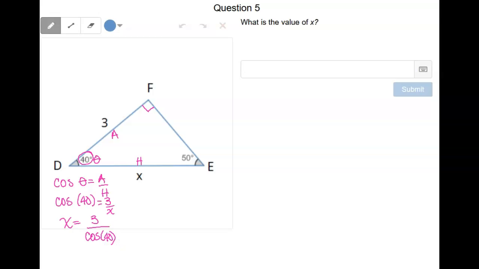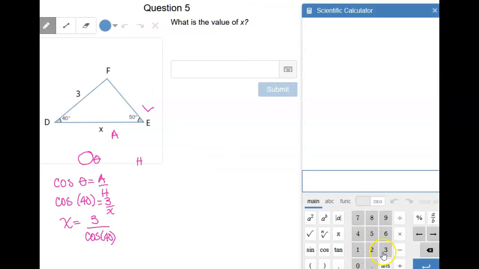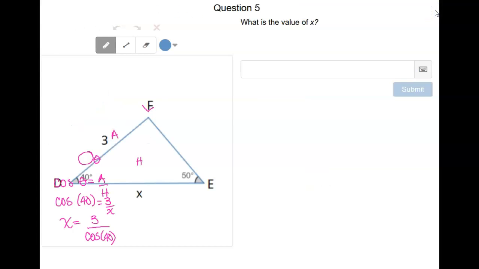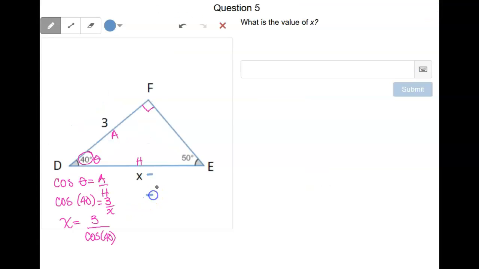And we're going to grab our calculator here. 3 divided by the cosine of 40, and we get about 3.9. Now, thinking about this, okay, x would be equal to approximately 3.9.